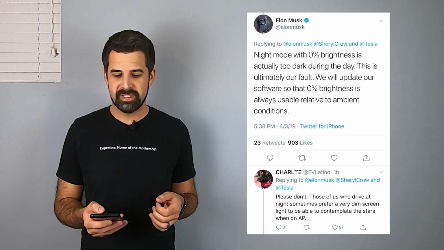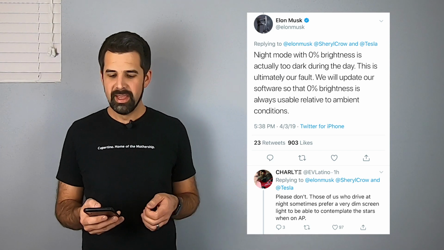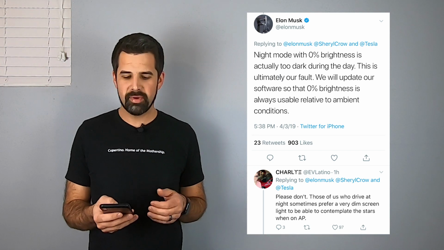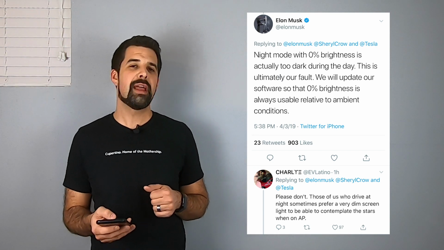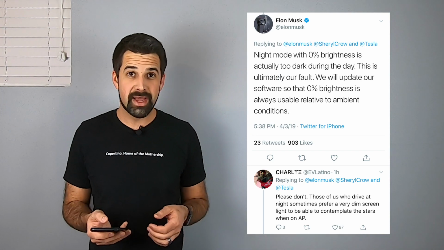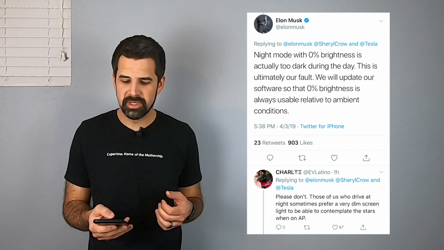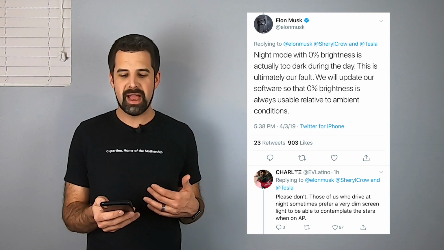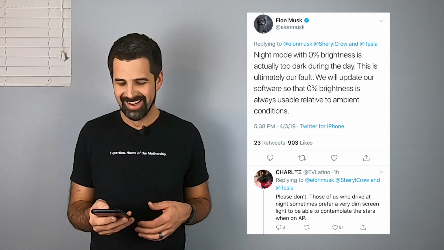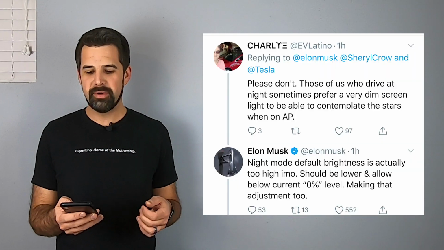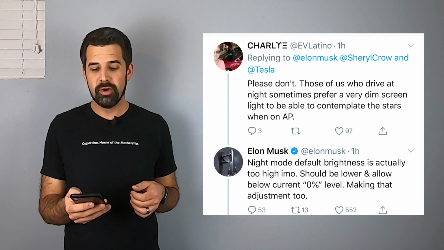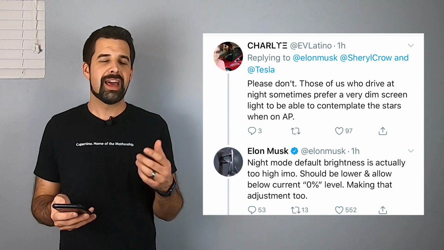That then sparked another conversation stating that night mode with 0% is actually too dark during the day. This is ultimately Tesla's fault. "We'll update our software so that 0% brightness is always usable relative to ambient conditions." Somebody then responded outside of the conversation, "Please don't. Those of us that drive at night sometimes prefer a very dim screen light to be able to contemplate the stars when on autopilot." Elon responded to that tweet saying, "Night mode default brightness is actually too high in my opinion. Should be lower and allow below current 0% level, making that adjustment too."